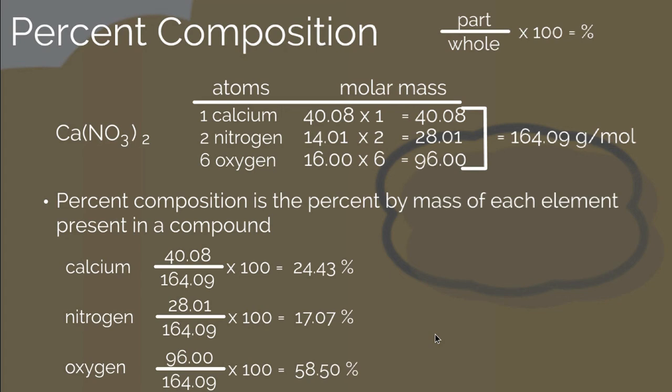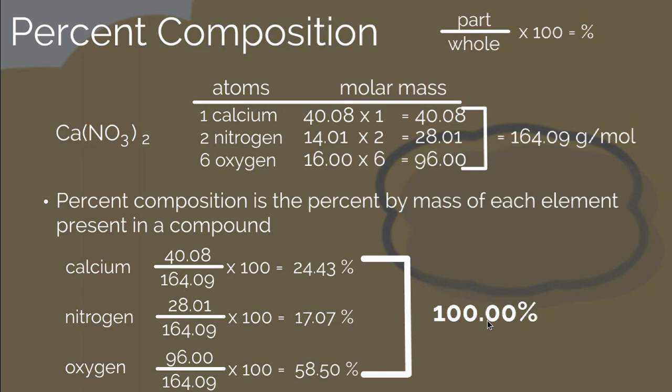And one important check to see if you've done this correctly, remember that if we're talking about a percent, we're talking about a whole thing. The whole is really 100%. So your different percent composition results that you get for each element should all add up to 100%. And that is what happens in this one. We have 24.43 plus 17.07 plus 58.50. You get a total of 100.